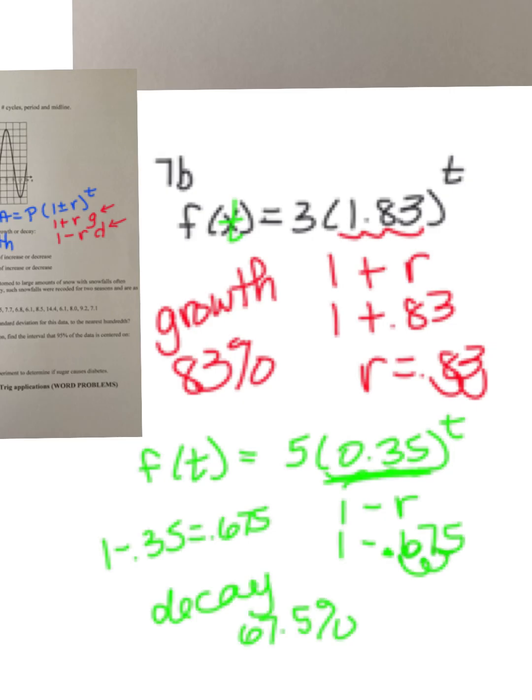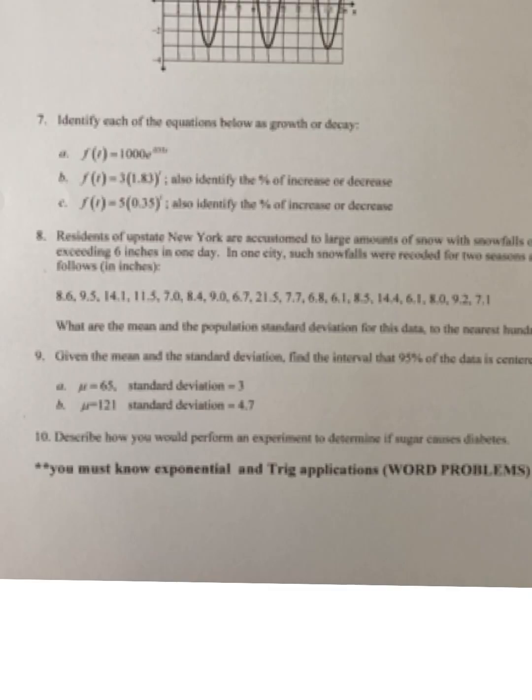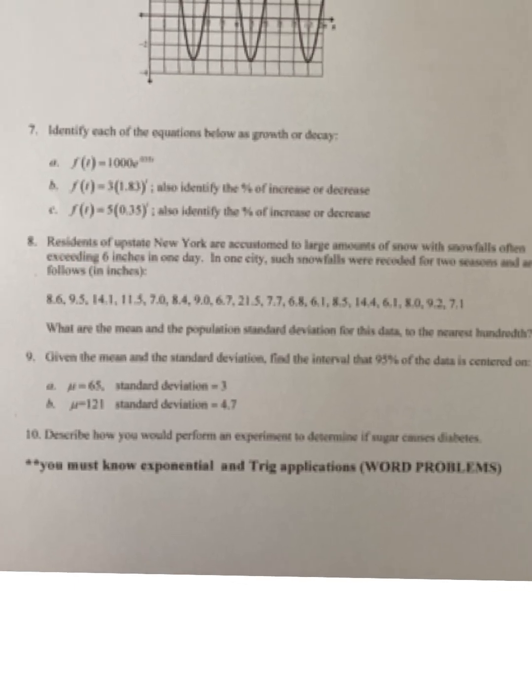All right, let's take a look at number 8. Okay, so number 8 says the residents in New York State are accustomed to large amounts of snow, with snowfalls often exceeding 6 inches in one day. In one city, such snowfalls were recorded for 2 seasons and are as follows in inches.